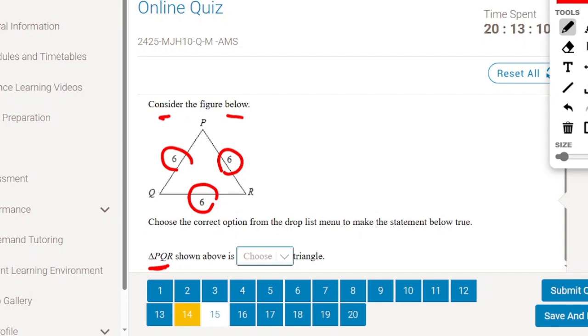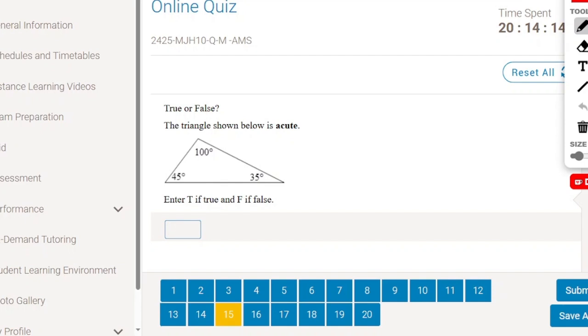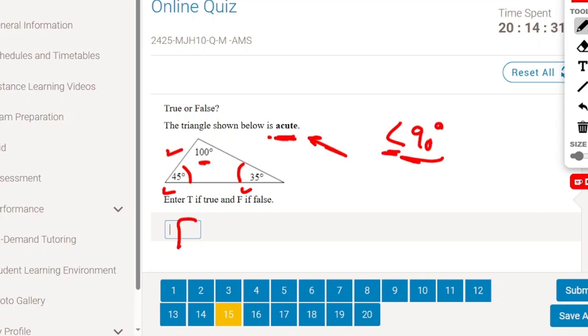Triangle PQR shown above is an equilateral triangle. True or false? The triangle shown below is acute. Acute means all angles have to be less than 90 degrees. So here I have this less than 90 degrees, less than 90 degrees. This is bigger than 90 degrees, so this will be false.